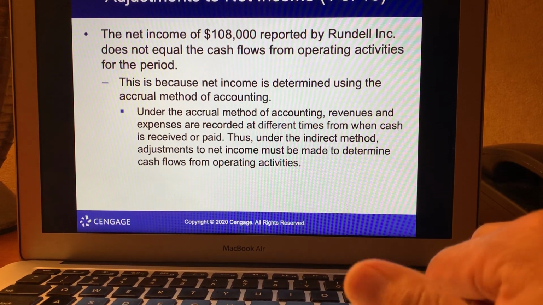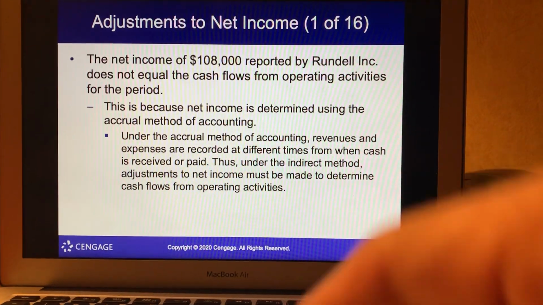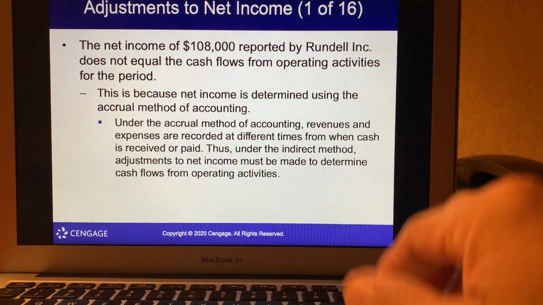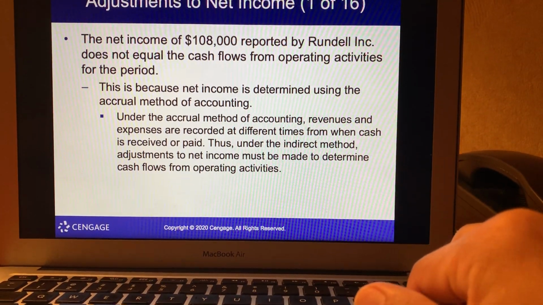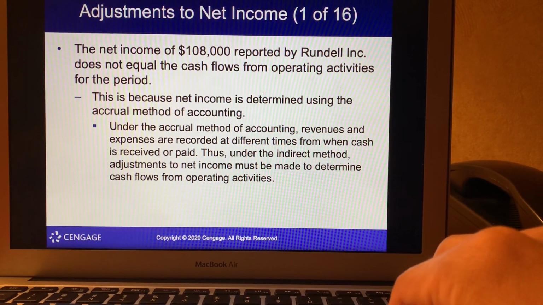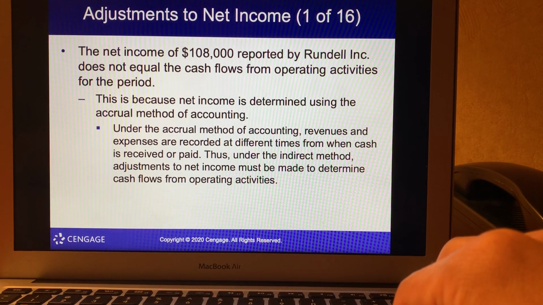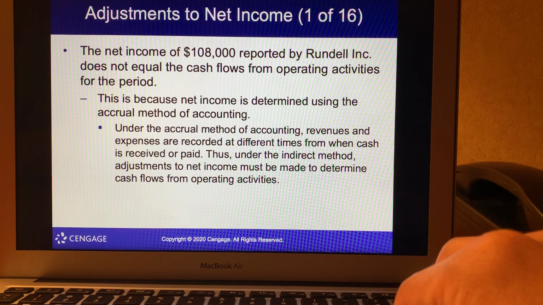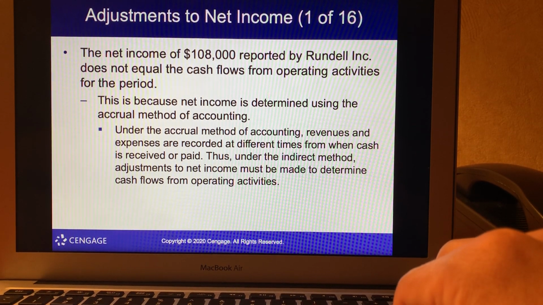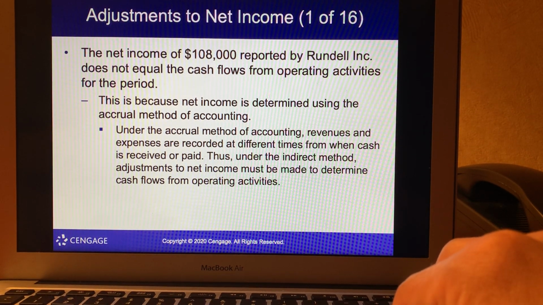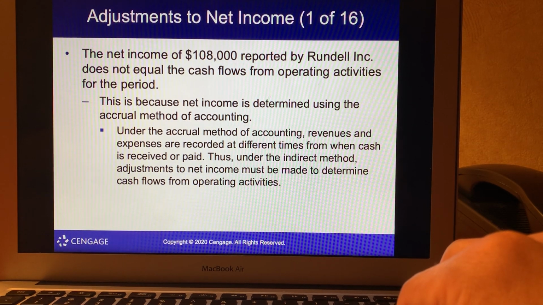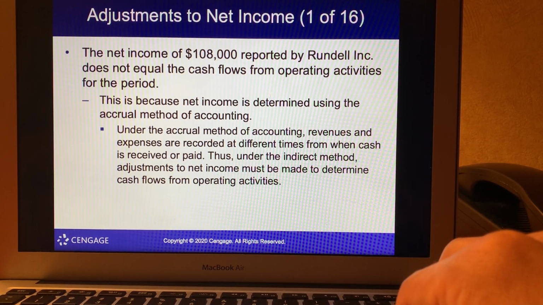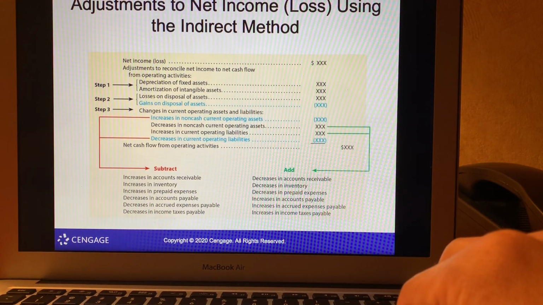Adjustments to net income. The net income of 108,000 does not equal the cash flows from operating activities for the period. This is because net income is determined by using the accrual method of accounting. Under the accrual method, revenues and expenses are recorded at different times from when cash is received or paid. Thus, under the indirect method, adjustments to net income must be made to determine cash flows from operating activities.